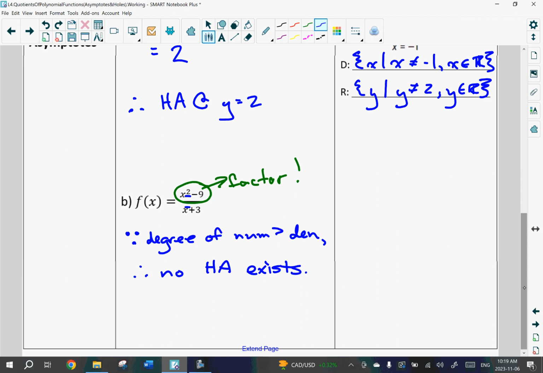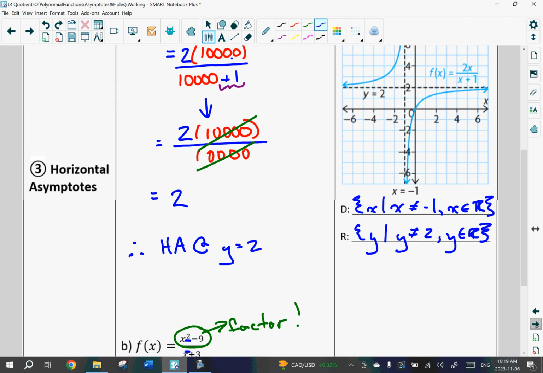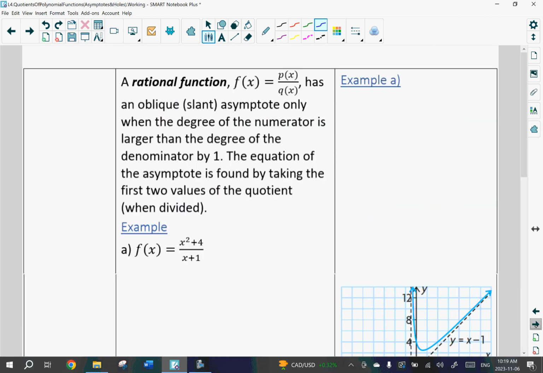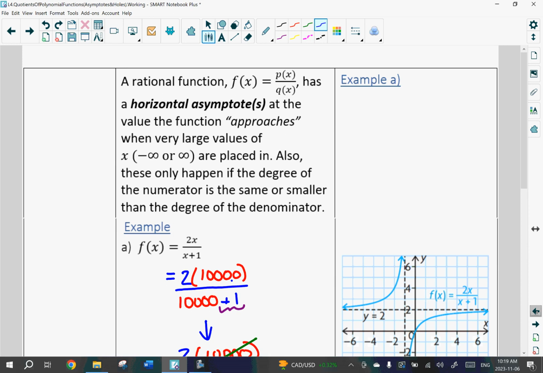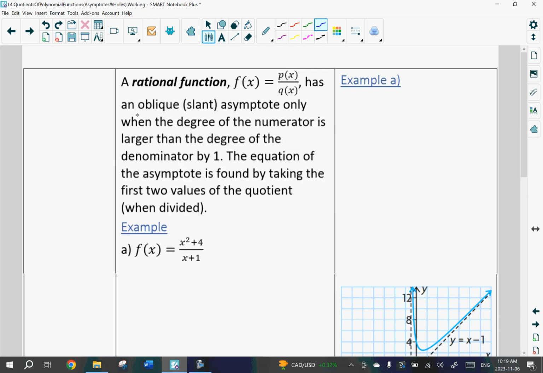All right, now something new: oblique asymptotes. Oh, zut. Did I forget to bold that? Oh, I did. I was supposed to bold and italicize that. Oh well. It's life.